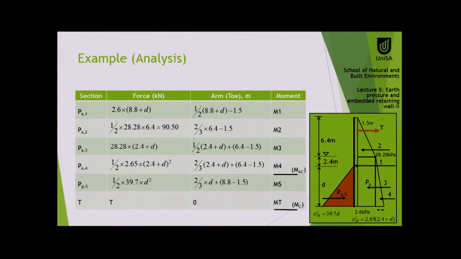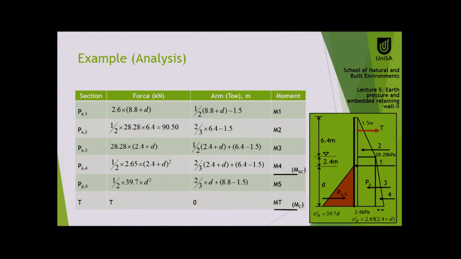The height of the triangle is 6.4, base is 28.2, so half times 28.2 times 6.4, 90.5, that is the force. The location of the force should be from top 2/3 of 6.4, so from top 2/3 of 6.4 minus that distance 1.5. So that is the moment distance. If you multiply that, you will find M2.